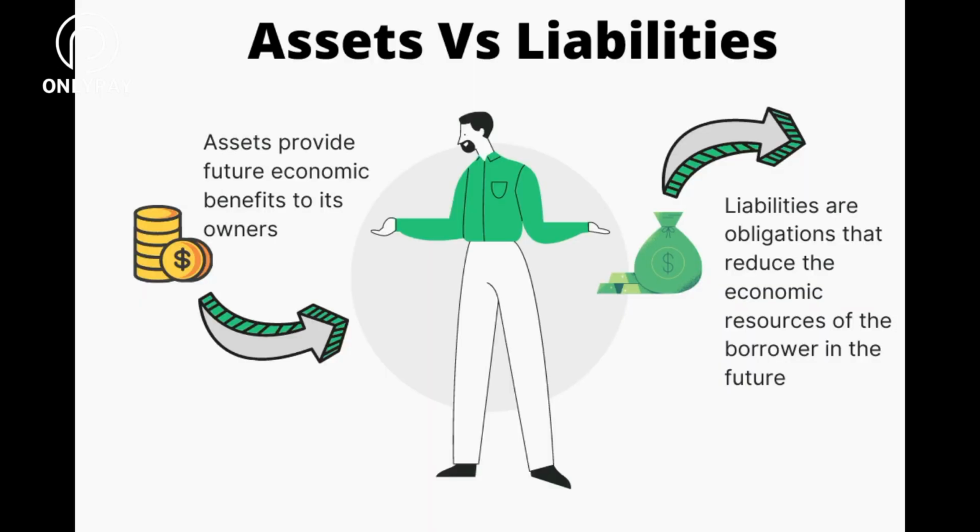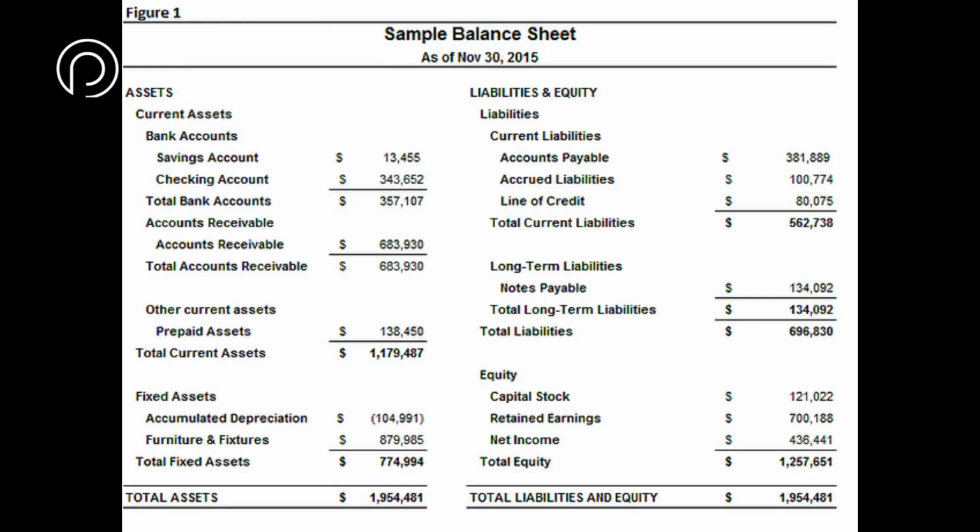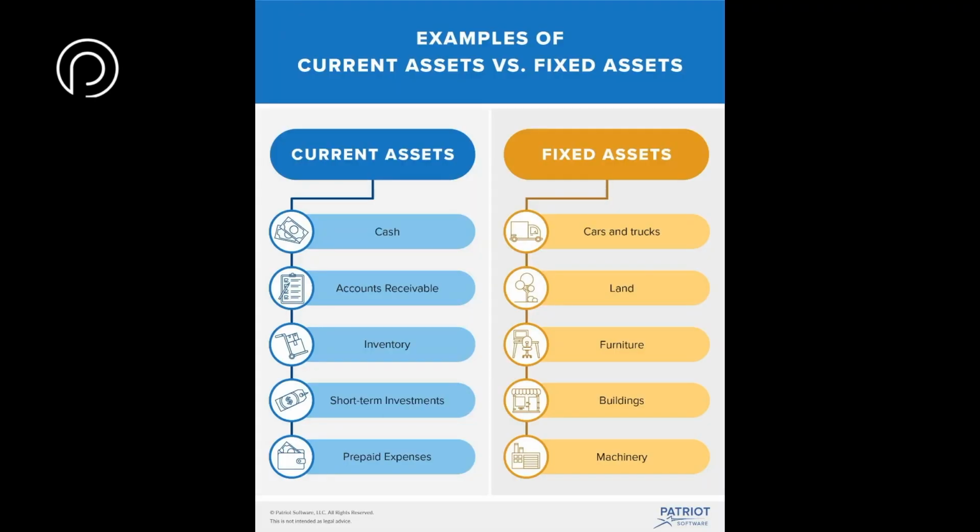In its simple form, your balance sheet can be divided into two categories, assets and liabilities. Assets. Assets are everything a business owns. They are found on the left side of a balance sheet. There are two types of assets, current assets and fixed assets.